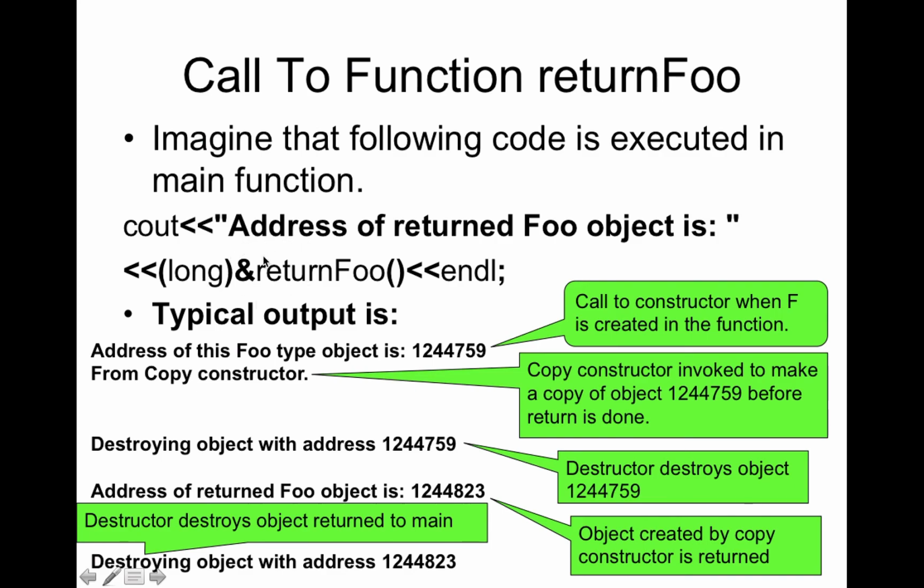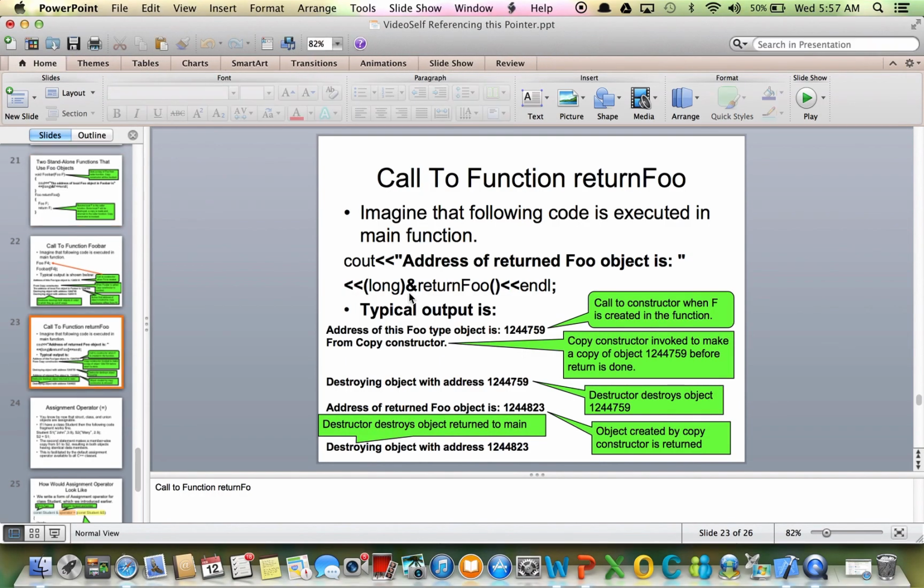We can print in the main function the return address of the return object, and typically it will look like this: you'll see the call to the constructor, the destructor, and we can print the address of the object also, and that has to be destroyed also. In fact, we could do this. Well, let's go to XCode and actually do it.